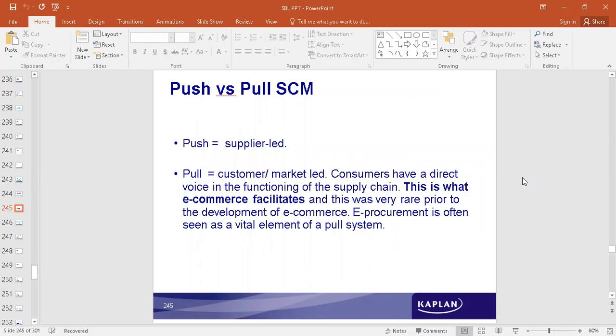See, the conventional method of inventory management is a push system. What does it mean? What's the conventional method? See, the conventional method of inventory management starts with the supplier being reached out. The business reaches out to the supplier. So there is an order placed with the supplier. The supplier delivers the material. The business receives the material.